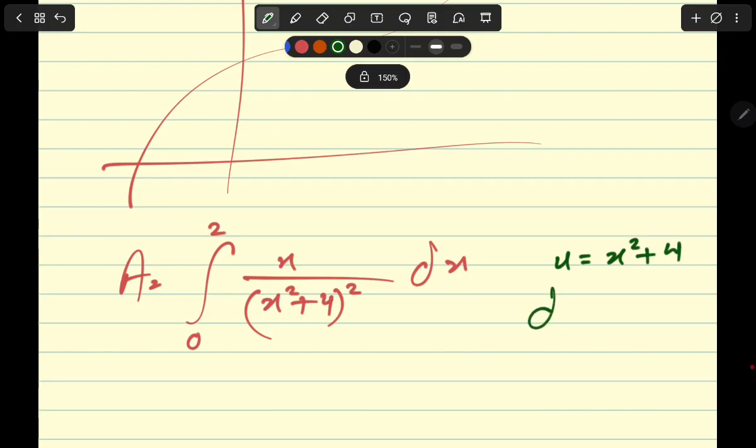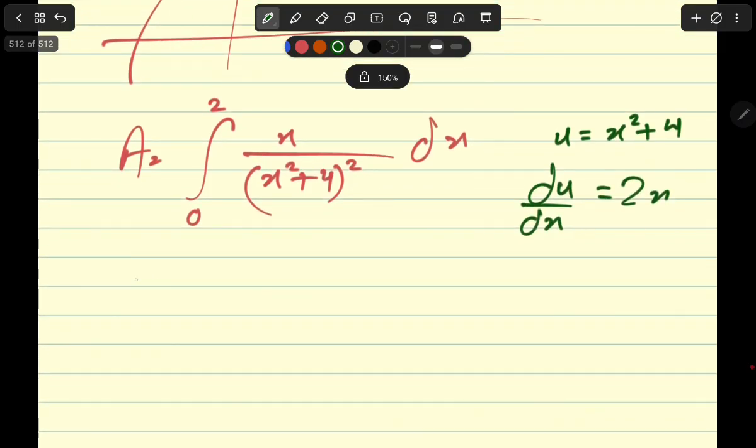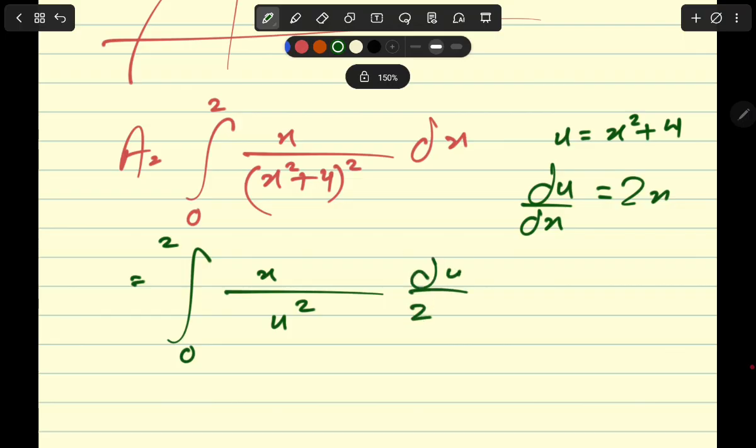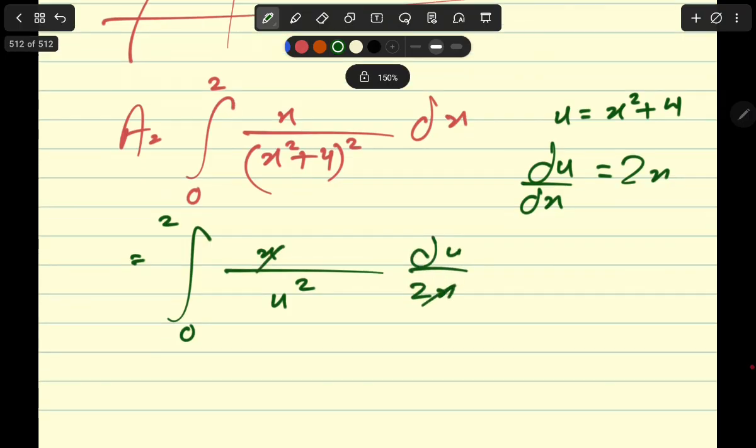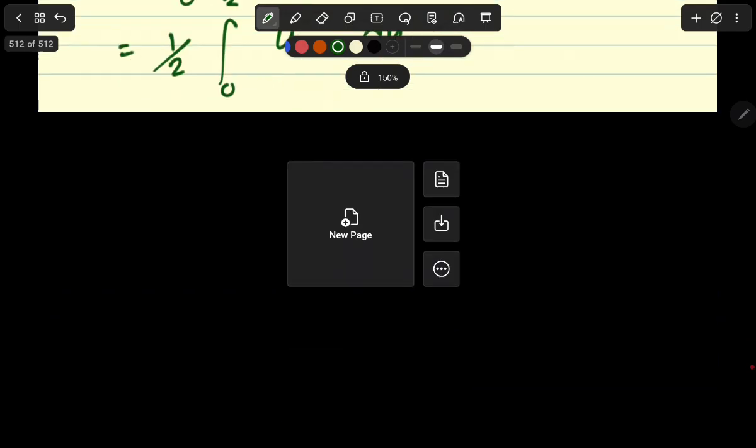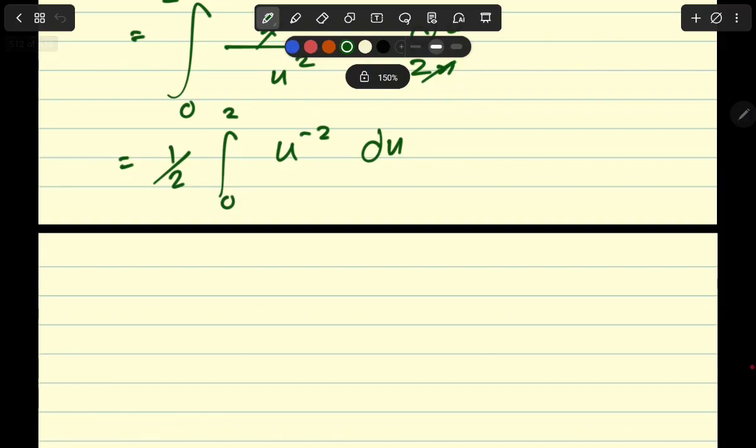So now I substitute this inner function x squared plus 4 by u, so du by dx is going to be equal to 2x, and now this becomes from 0 to 2, x stays as it is, x squared plus 4 becomes u to the power 2, dx becomes du over 2x. I cancel the x, I take the half outside of the integral sign just for the sake of simplicity, and I will have u to the power of negative 2 and du. Now, I'm not changing the limits because it's not needed here. I don't want to do extra steps.